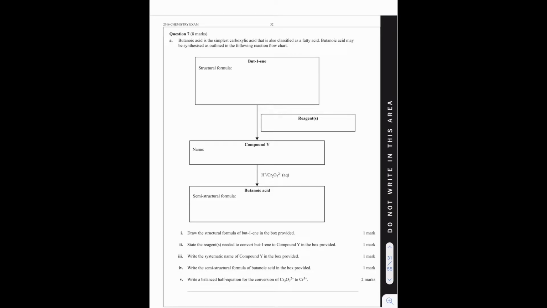My name's Ada and today I'll be taking you through question 7 from the 2016 chemistry exam, which looks at organic chemistry and the reaction pathways section of the study design. As a heads up, we'll only look at part A of the question as part B isn't relevant to the current study design.